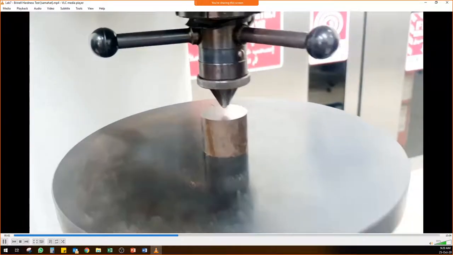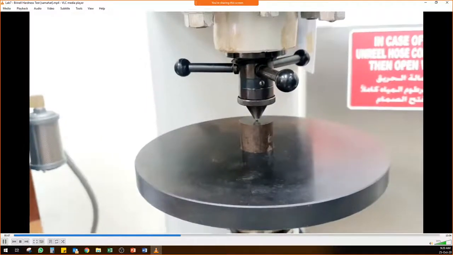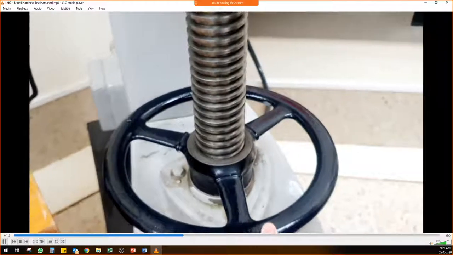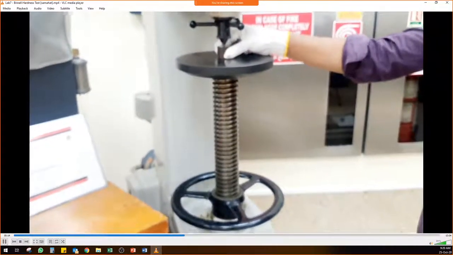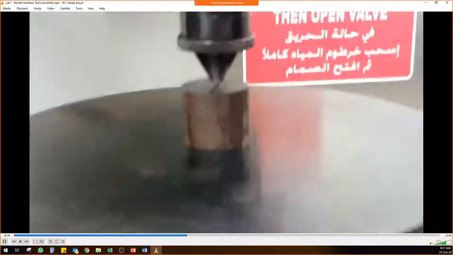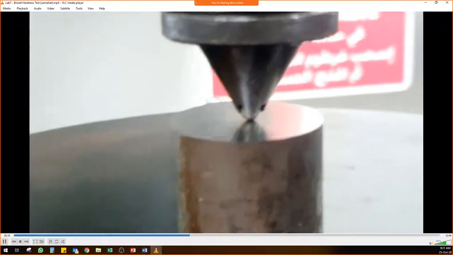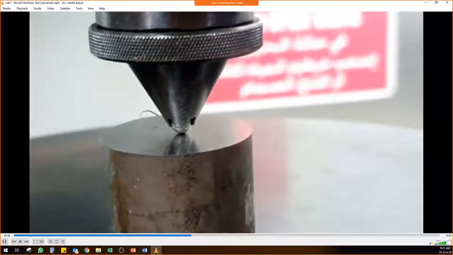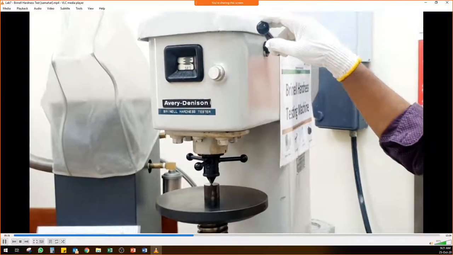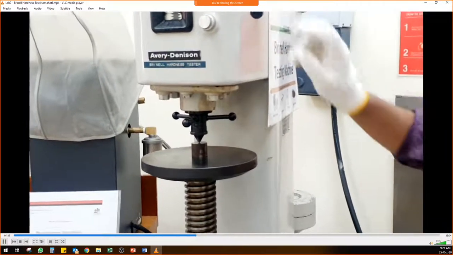It is very important to wear your safety gloves and all the safety protective equipment. Then we adjust the table by rotating this wheel to make sure that the sample is almost touching the top part of the indenter, almost touching without any load. So after we can see it is touching only, we can proceed with our test. After the sample is ready in position, we can gradually press this lever and then the test will start.